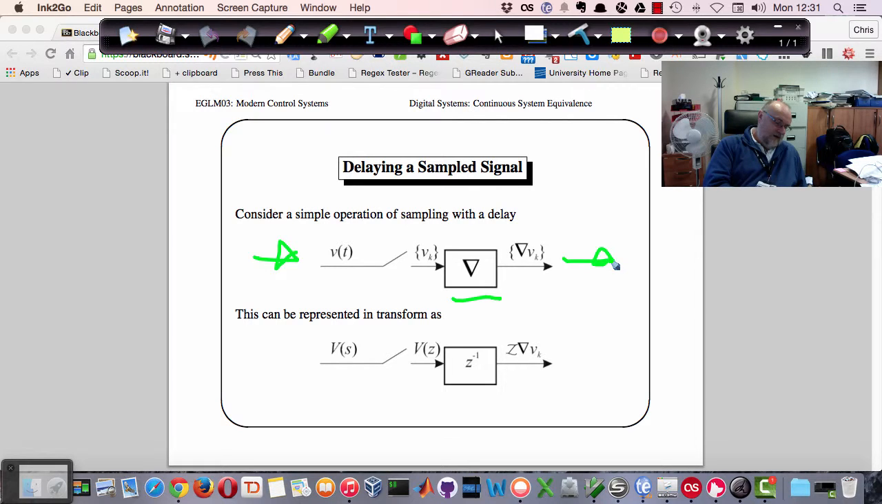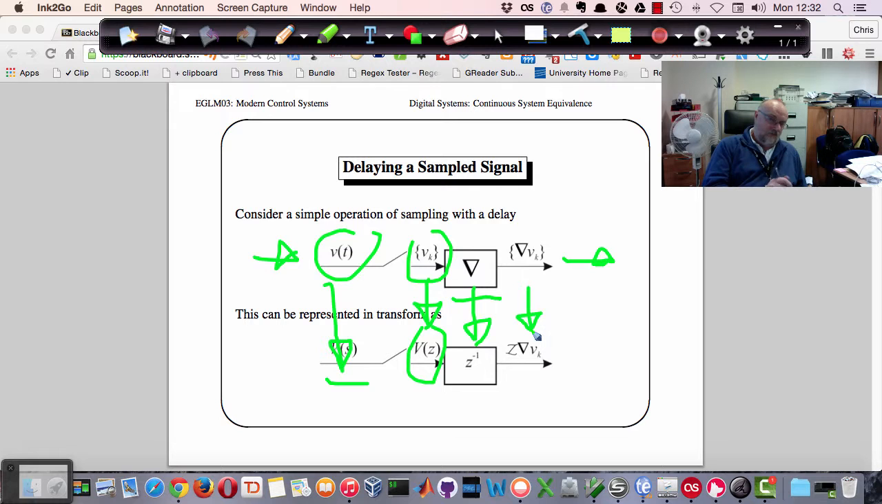And if we just take the case of a continuous system sampled, then if we sample v of t, we get the sequence v of k, and that's delayed by this operator to give us the delta v of k. And we can take the z transform of that. The transform of v of t is v of s, and then v of z is the equivalent of this. So this transforms to this, and the delta operator itself transforms to the operator z minus 1, and so this is the equivalent of the transfer function.